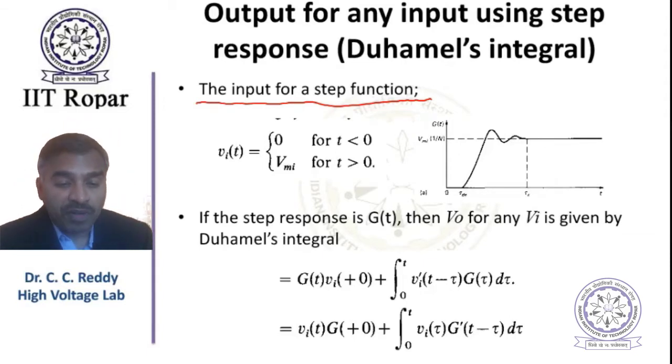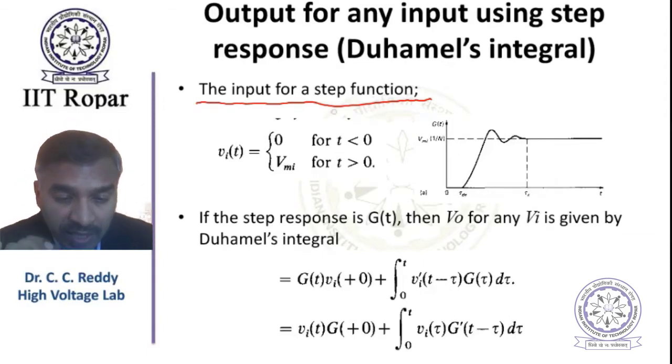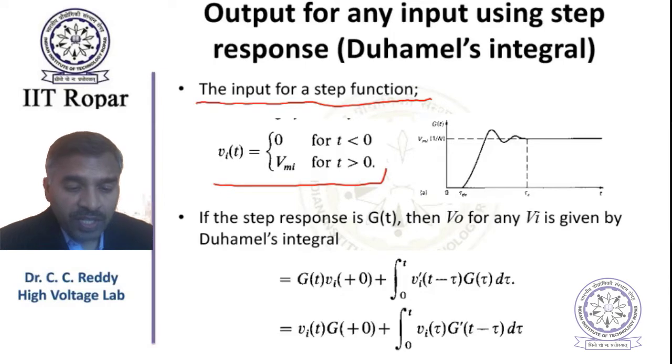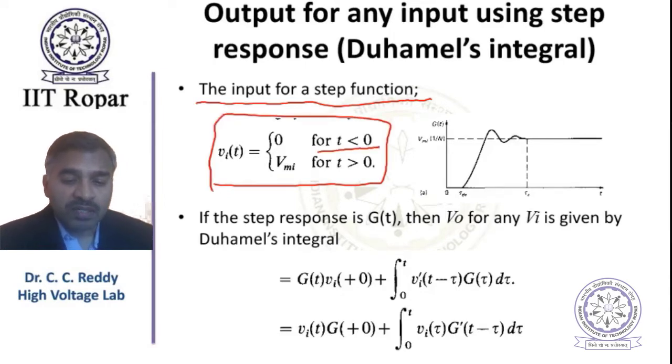So, if we are giving a step input at that place, the step input is like this, right? Vi of t equals 0 for t less than 0, and it equals some constant value Vmi for t greater than 0. This is the step function. So here the step input function is given.